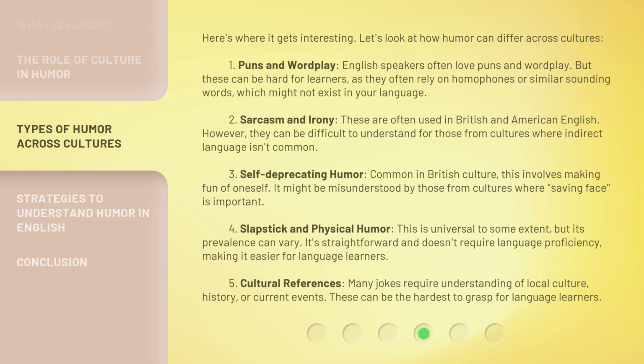3. Self-deprecating humor. Common in British culture, this involves making fun of oneself. It might be misunderstood by those from cultures where saving face is important. 4. Slapstick and physical humor. This is universal to some extent, but its prevalence can vary. It's straightforward and doesn't require language proficiency, making it easier for language learners. 5. Cultural references. Many jokes require understanding of local culture, history, or current events. These can be the hardest to grasp for language learners.